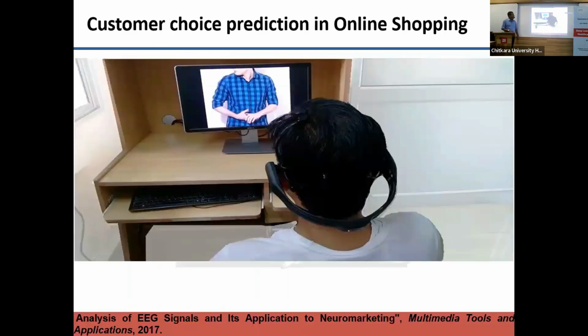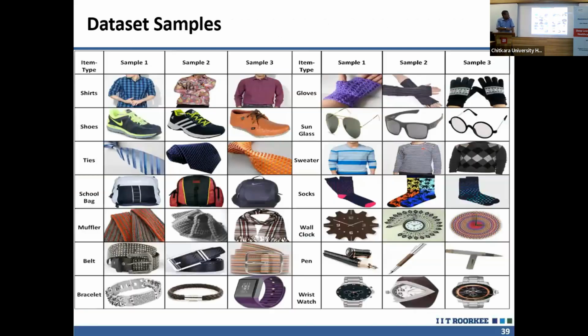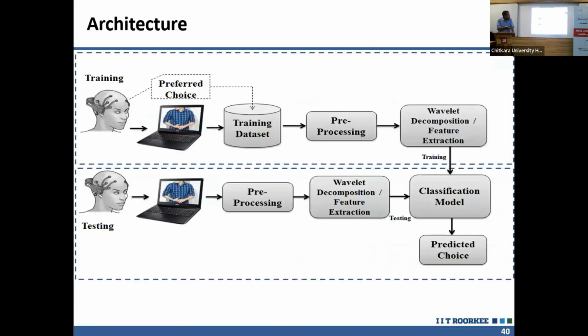Now I'm showing another work, neuromarketing, that I was mentioning. This person is wearing a headset and viewing different products on Amazon or Flipkart, and we try to understand which product he is interested in, whether he likes it or not. We did the experiment with 30 to 40 products from different brands, with the same training data, pre-processing, feature extraction, and then classification models. And we have these results using the theta band.